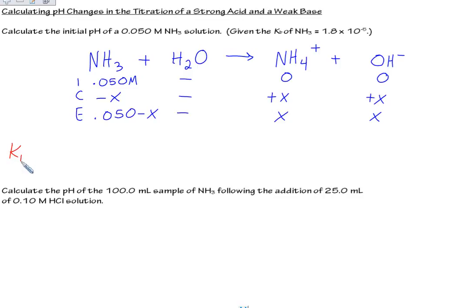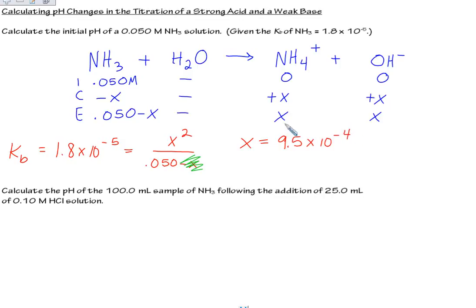They give me the Kb, since this is a weak base: 1.8 times 10 to the negative fifth equals x squared over 0.050 minus x. That K is small, so I will not hesitate to use the 5% rule. We can cross multiply, take the square root. I get x. I guess we can leave 2 sig figs. Let's say 9.5 times 10 to the negative fourth.